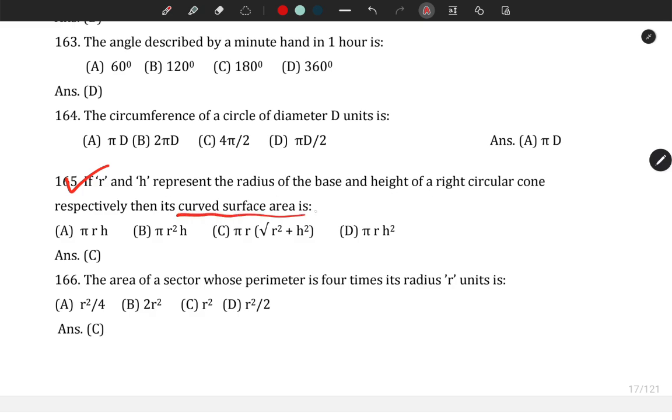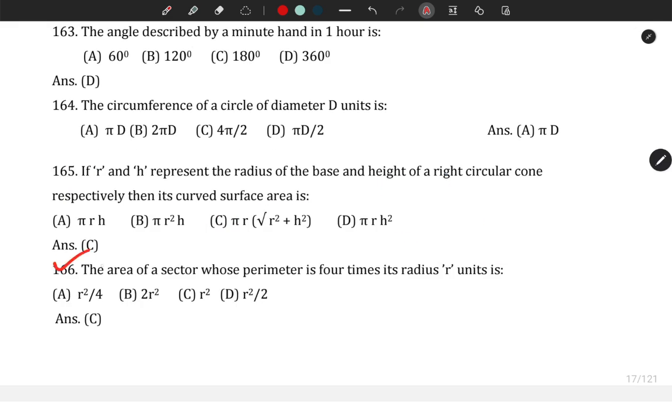Next question, if r and h are the radius and height of this right circular cone, its curved surface area. We know curved surface area is pi r l, and l, that is slant height, can also be written as root over h square plus r square, or r square plus h square. So the correct option is C, pi r root over r square plus h square.